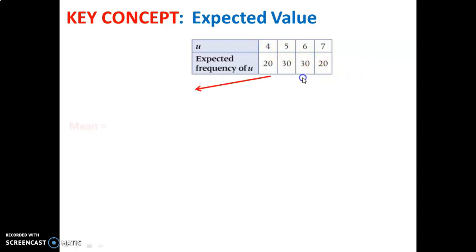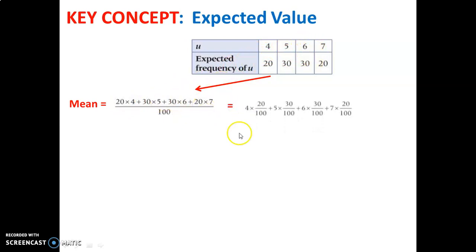And then from that table, we found the mean. We found the mean by 4 times 20 plus 5 times 30 plus 6 times 30, and so on, right? That's how we found the mean. But look at another way to write the mean. If you have this multiplication here, you can write it this way. You can say 4 times 20 over 100 plus 5 times 30 over 100. You're just breaking this up into separate fractions, plus 6 times 30 over 100 plus 7 times 20 over 100. That means the same thing as this.